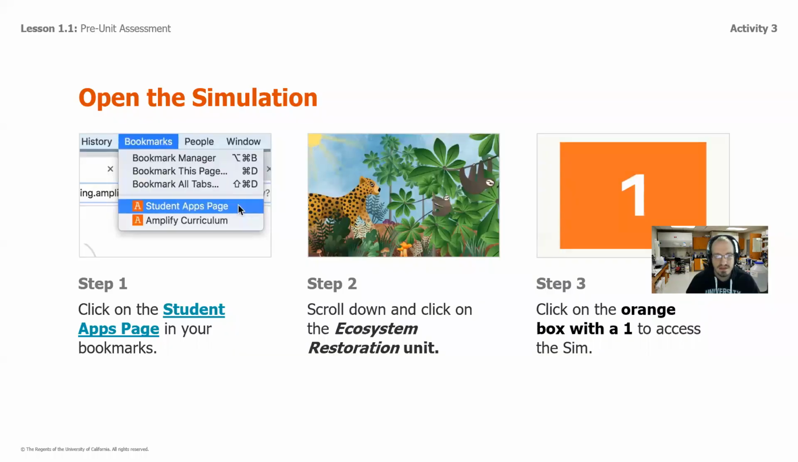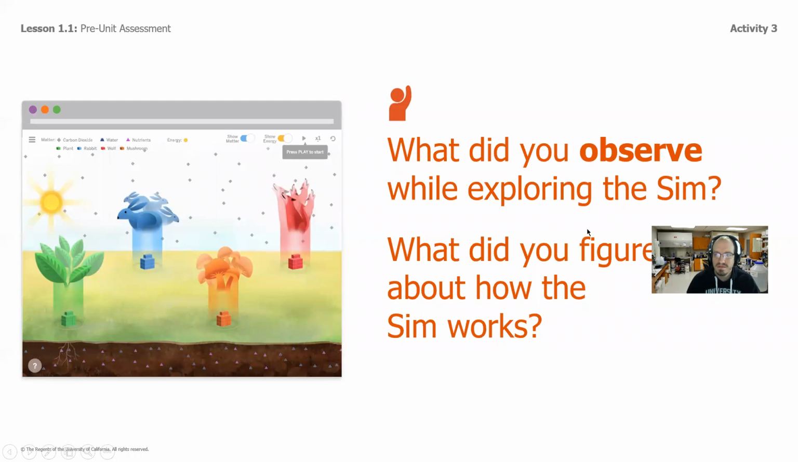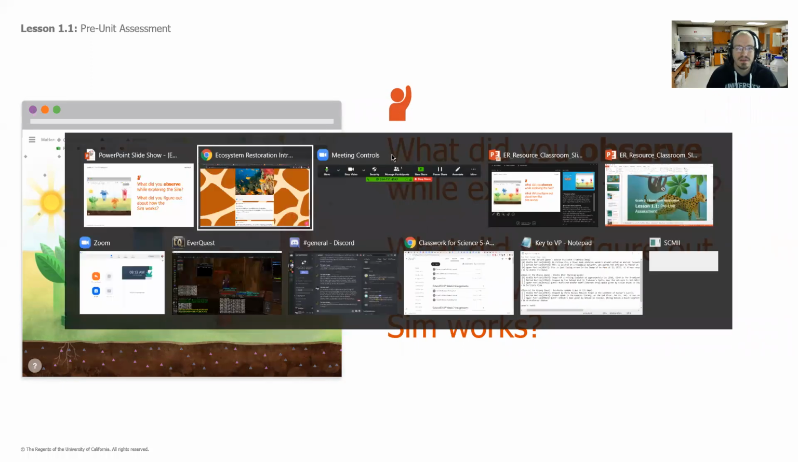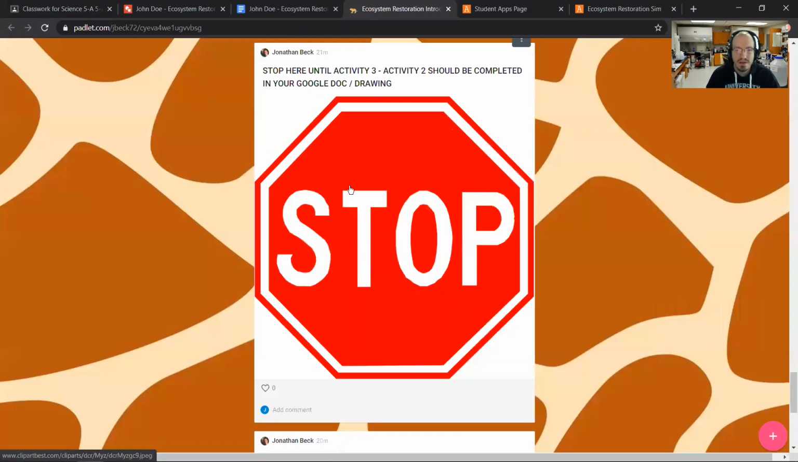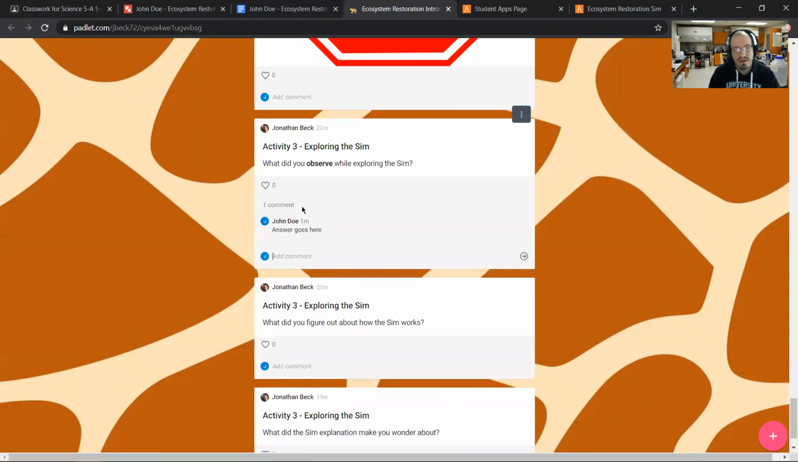As you're exploring that, we're going to come back to this. Once you've played around with it a little bit, you're going to answer these 2 questions. These are back on the Padlet. What did you observe while exploring the sim, and what did you figure out about how the sim works? Those are going to be right below our stop sign from earlier. It says stop here until activity 3. So what did you observe while exploring the sim? Your answer goes here. And then what did you figure out about how the sim works? This one is also an answer, so you're going to answer right there.